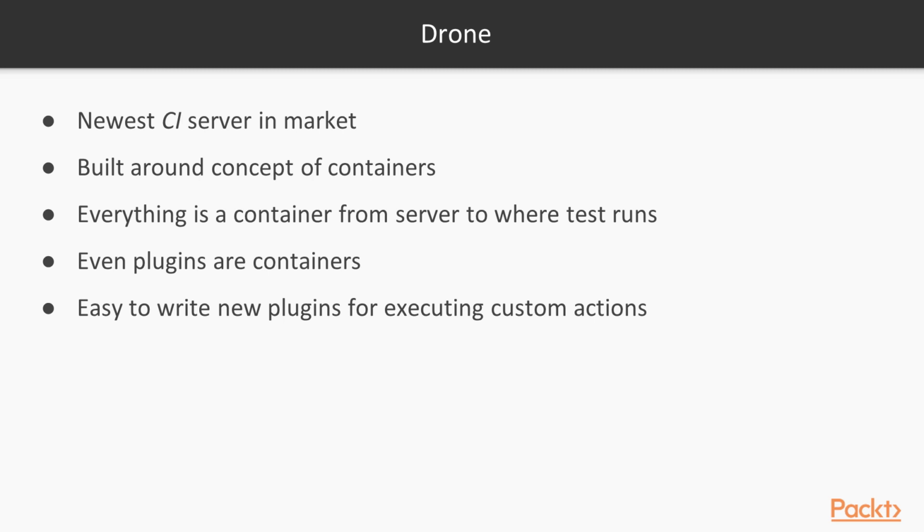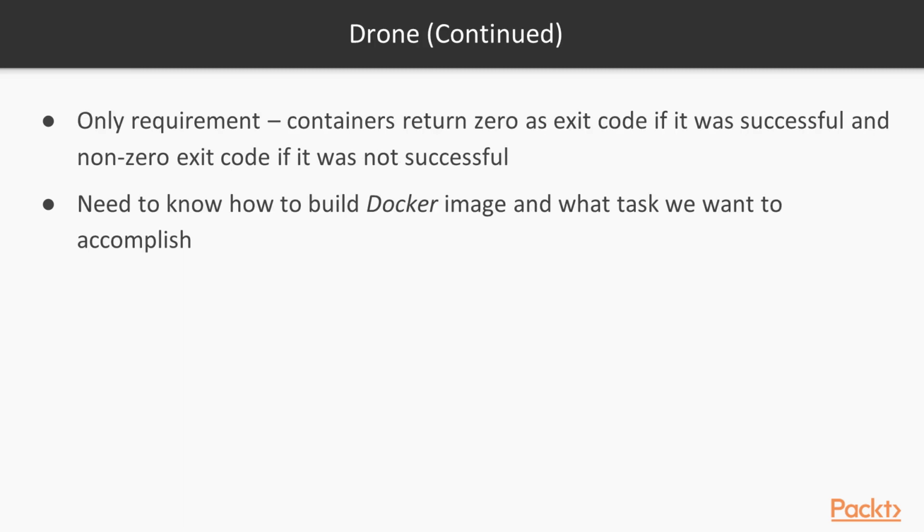Drone is built around the concept of containers. Everything in Drone is a container, from the server to where the test runs. But the most interesting part is that even the plugins are containers. This makes it easy to write new plugins for executing custom actions, as the only requirement is that the containers return 0 as the exit code if it was successful, and a non-zero exit code if it was not successful. For Drone, we just need to know how to build a Docker image and what task we want to accomplish.